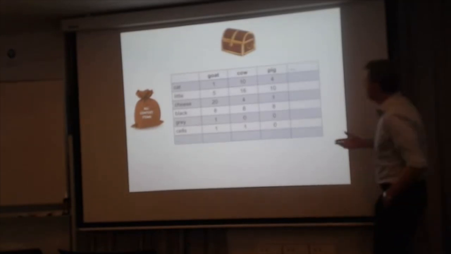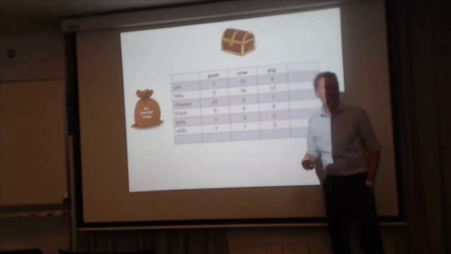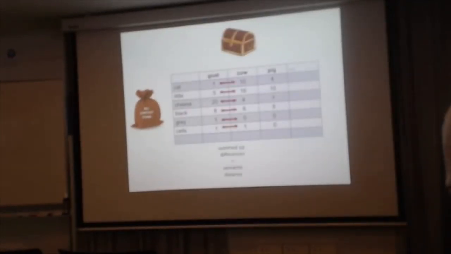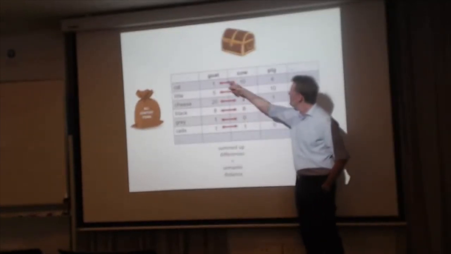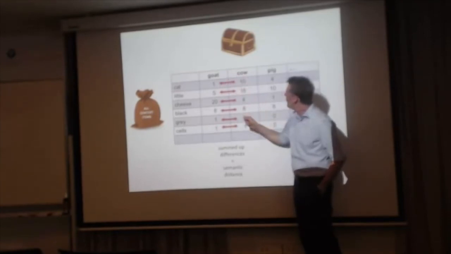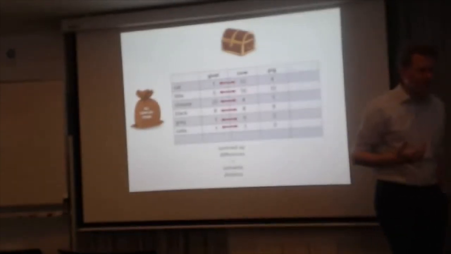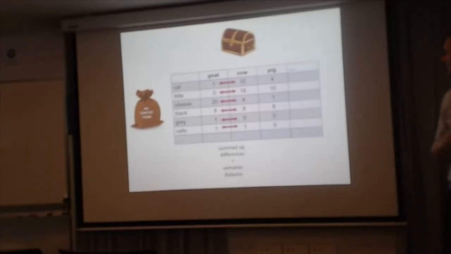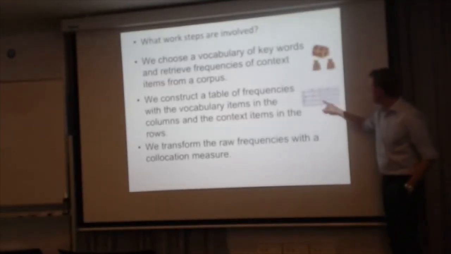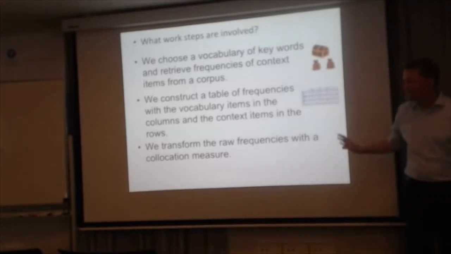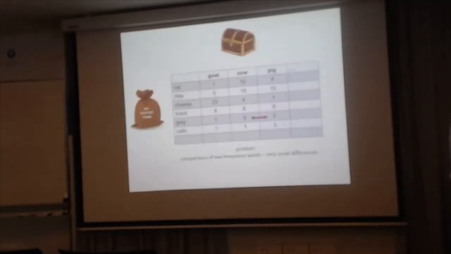Now these vectors are actually comparable mathematically. So you can look at the absolute differences between the co-occurrence frequencies of, say, goat and cow, and come up with some numerical value that approximates the semantic distance between the two. Basically, of course. So there's one rather important thing that I haven't mentioned, namely that these raw frequencies that we have in here need to be transformed with some collocation measure, as for example, mutual information.